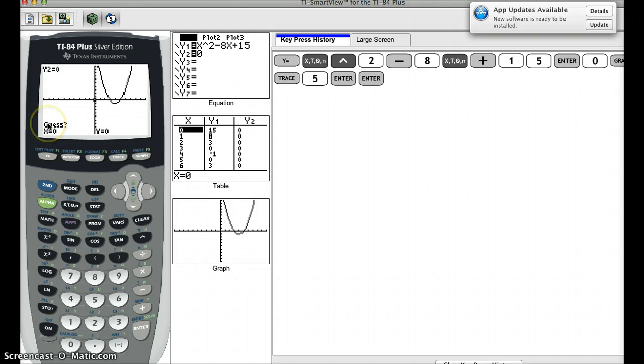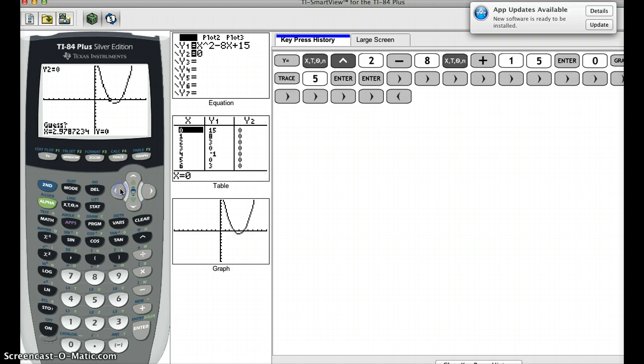And it wants us to make a guess, so we're going to move the cursor close to the left intercept. So let's get close to that left intercept. Whoops, maybe back up just a little bit, and we're going to hit enter. And we notice that the intersection is 3, 0. So that first zero looks like it is going to be 3.